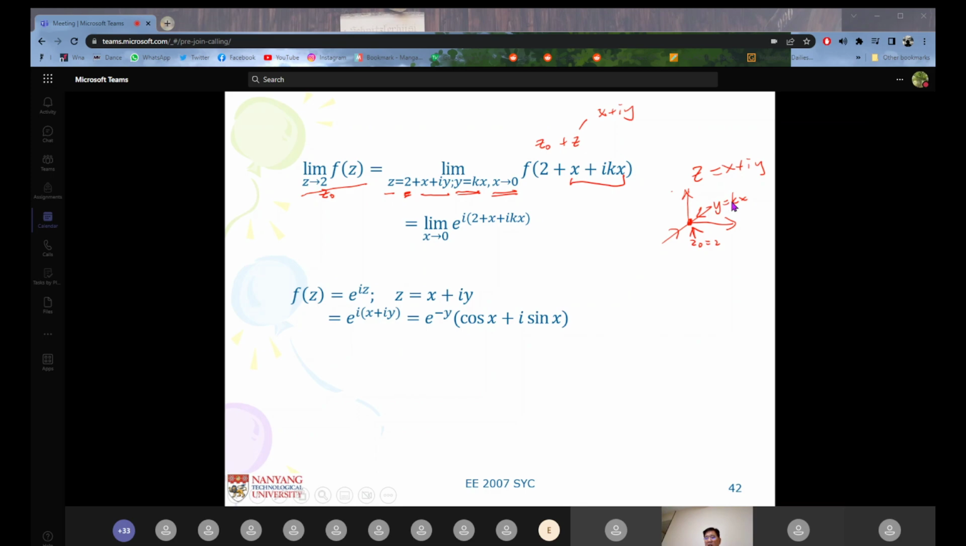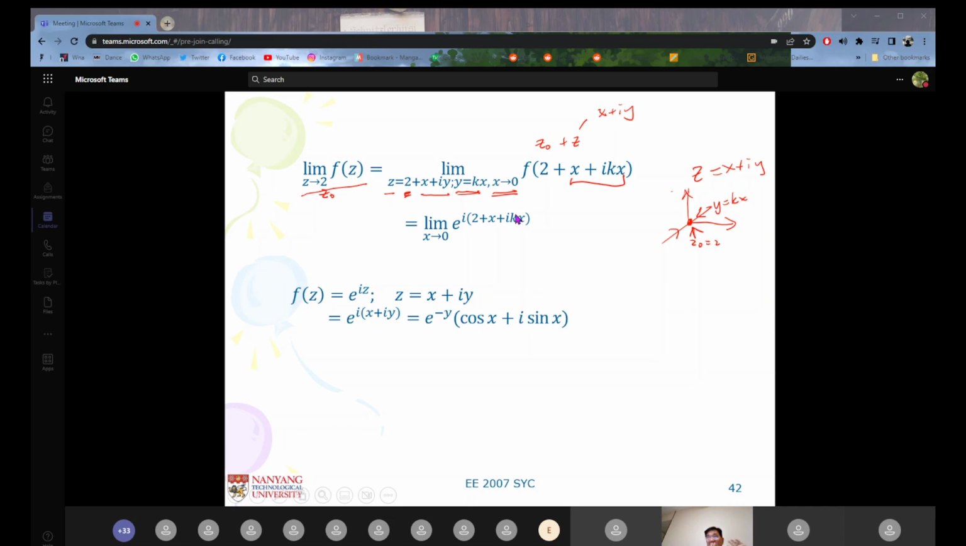Because k here, as you can see, is a slope that I approach this point with. So this indicates the directions of approach. So now this limit here, if you put in x equal to 0, this term disappears, that term disappears, it only becomes e to the power i2x. So this is something that you have to do the conclusion yourself. So the k term doesn't appear here because as I approach x equal to 0, this disappears, that disappears, so the k term also disappears.